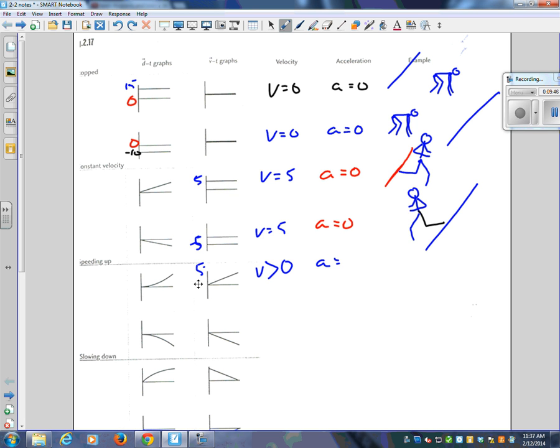How can I get the actual value here? I would have to do my rise over run. So if that was 5 and that was 5, similar to the graphs we looked at yesterday, it would be this 5 over that 5, and the acceleration would actually be 1, wouldn't it, right? Meter per second squared. And this time the person is starting at the origin and actually accelerating.